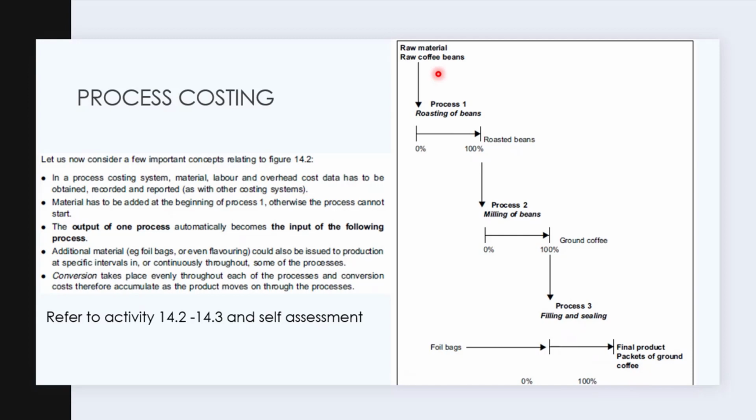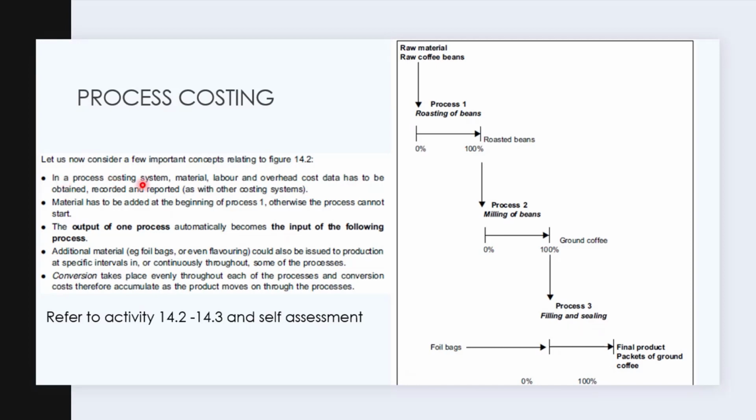So from there, you see that there's process 1, 2, and 3 into making coffee. So these we call consecutive processing. They follow each other. The final product of the previous process becomes your input in the next process. So let's hear what they say here.